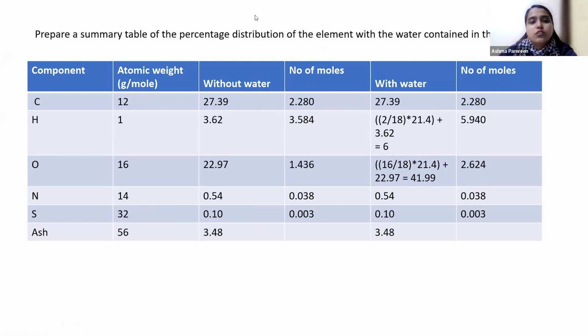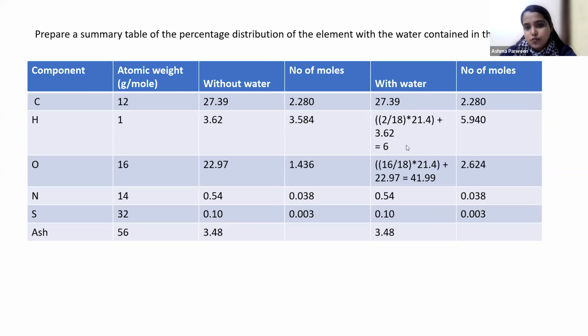So we'll find out the number of moles for carbon, hydrogen, oxygen, nitrogen, and sulfur. So we are getting 2.28 moles of carbon, 3.584 moles of hydrogen, 1.43 moles of oxygen. So both the answers are correct. I got two answers, one from Shubhangi and one from Venkatesan. So both the answers are correct. Good. So we know for without water.